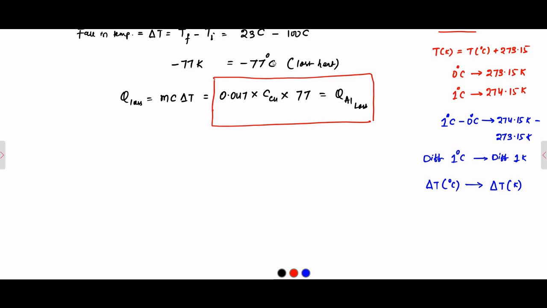Why? Let us calculate. 23 degrees Celsius will be equal to how much? 23 plus 273.15, which will be equal to how much?